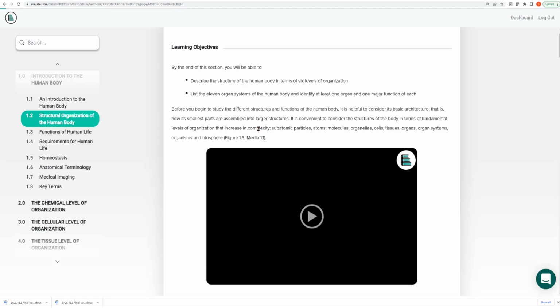So within our body, we are made up of atoms, and those atoms combine to make molecules. Those molecules combine to make organelles. Those organelles are the building blocks of cells. Cells are the building blocks of tissues. Tissues are the building blocks of organs. Organs make up organ systems. And the 11 body systems or organ systems are what make up you and me, an organism.